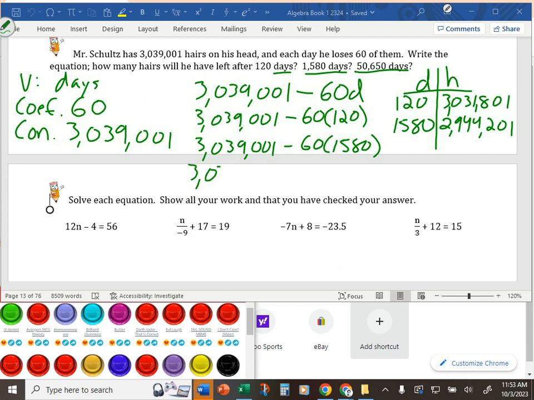Then 50,650 days. So 3,039,001 minus 60 times 50,650. How many hairs are left?